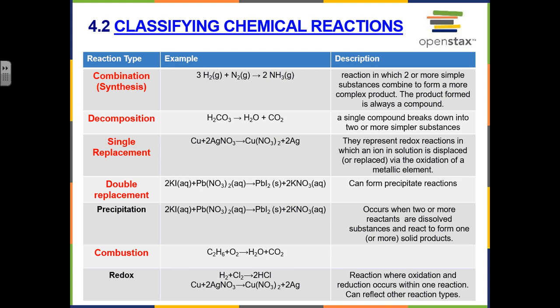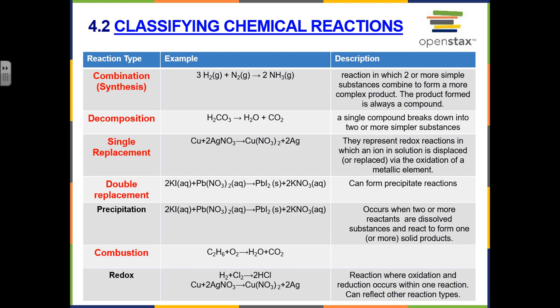The opposite of that is a decomposition reaction. In a decomposition reaction, a single compound breaks down into two or more simpler substances. So you have a larger, complex compound that breaks down into smaller products, and combination and decomposition are pretty much opposites of one another. Moving further, we have an example of a single replacement reaction. In a single replacement reaction, you have the replacement, usually of a metal by another metal, to form a new compound.